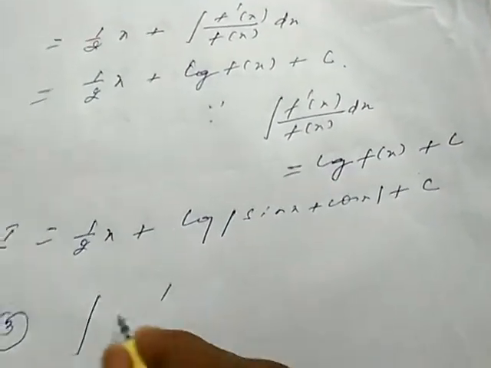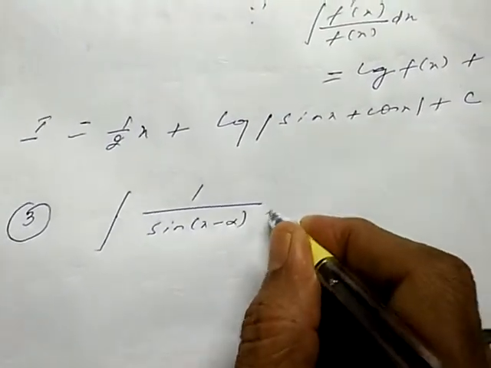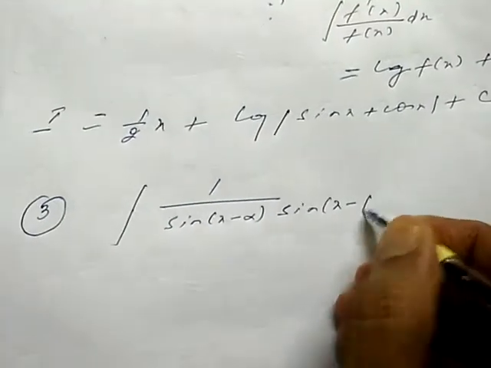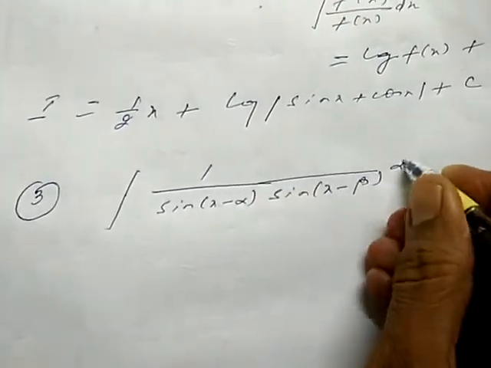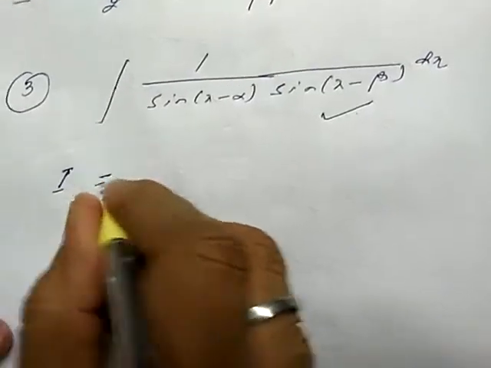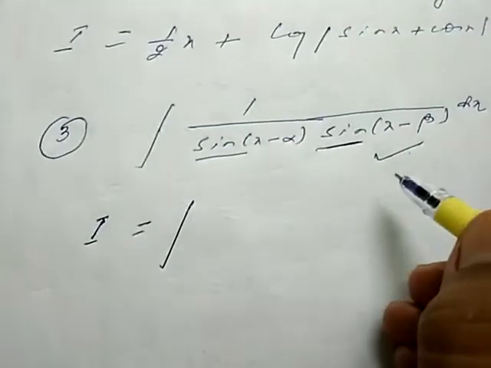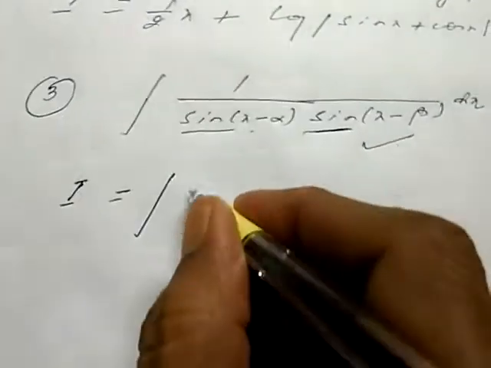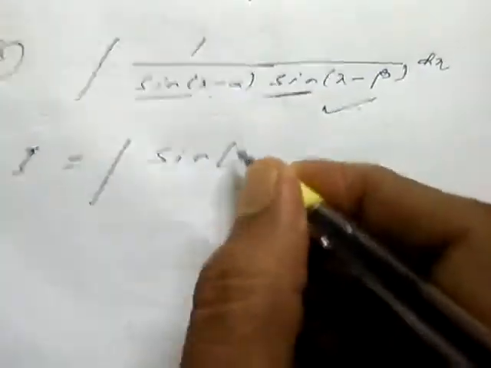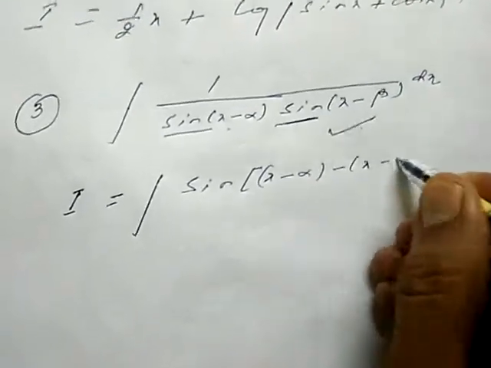This one: integral of 1 upon sin(x minus alpha) sin(x minus beta). This is a very peculiar question, and it is very important for the board examination. In this question, there is a tip. Whenever you have sine of the same ratio in the denominator with these angles, always make the moderation in terms of sine in the numerator. What I am doing is x minus alpha minus x minus beta.